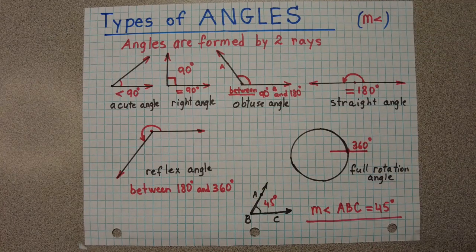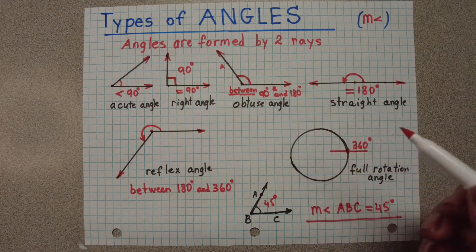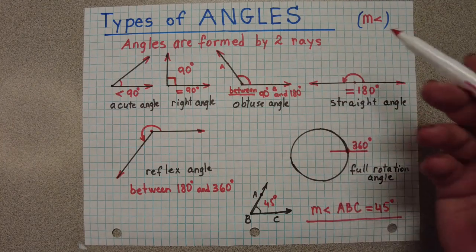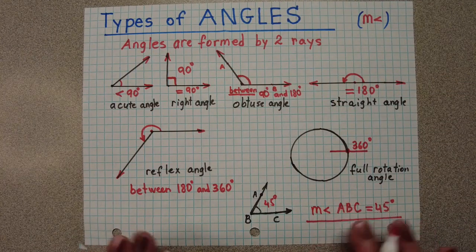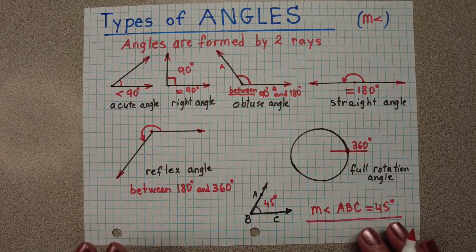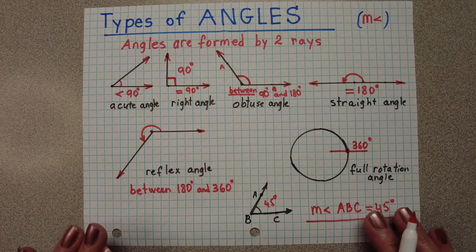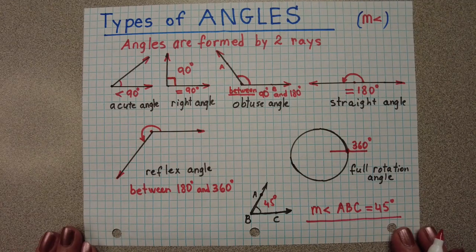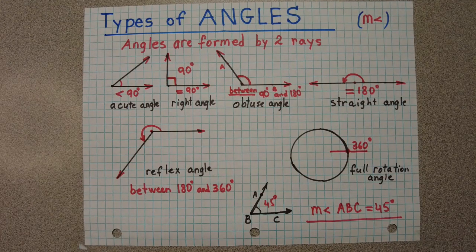So angles we measure with degrees, and angles are formed by two rays in this case. This is the beginning. Later we can have angles inside of a triangle, inside of a rectangle, and different shapes. So for the next lesson, I will talk about types of triangles, and we're going to talk about angles again.